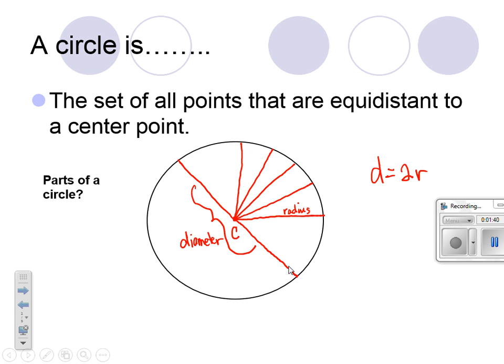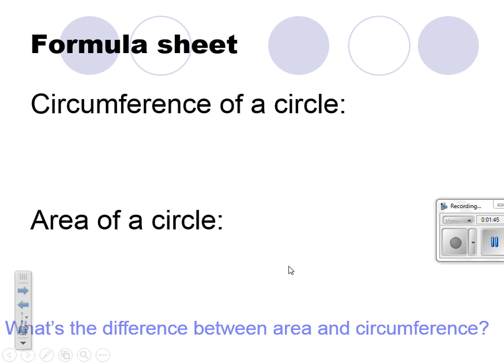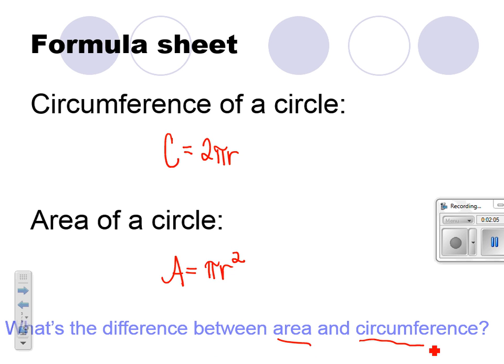All right, now that we have those parts down, let's get out your formula sheet and write down these two formulas. So the circumference of the circle is 2 pi r. Okay, the area of a circle is pi r squared. What's the difference between the area and the circumference?